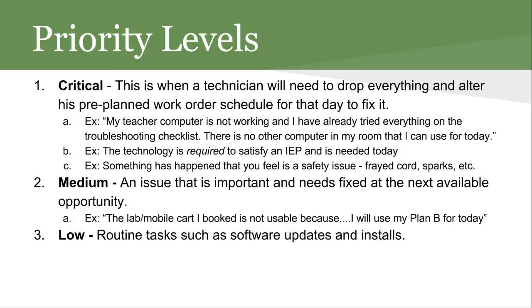A medium level will be where many of the issues will fall. This is an issue that's important and it needs to be fixed, but just at the next available opportunity. So for example, if you go to a computer lab or you book a cart and for some reason that lab was not usable, you would indicate that in your tech request. For that day, you'll use your plan B. And finally, the low priority will be things such as routine tasks. Maybe you need a software update on your computer. There is a program and you're not able to do your own updates, but you would need that update sometime in the near future.